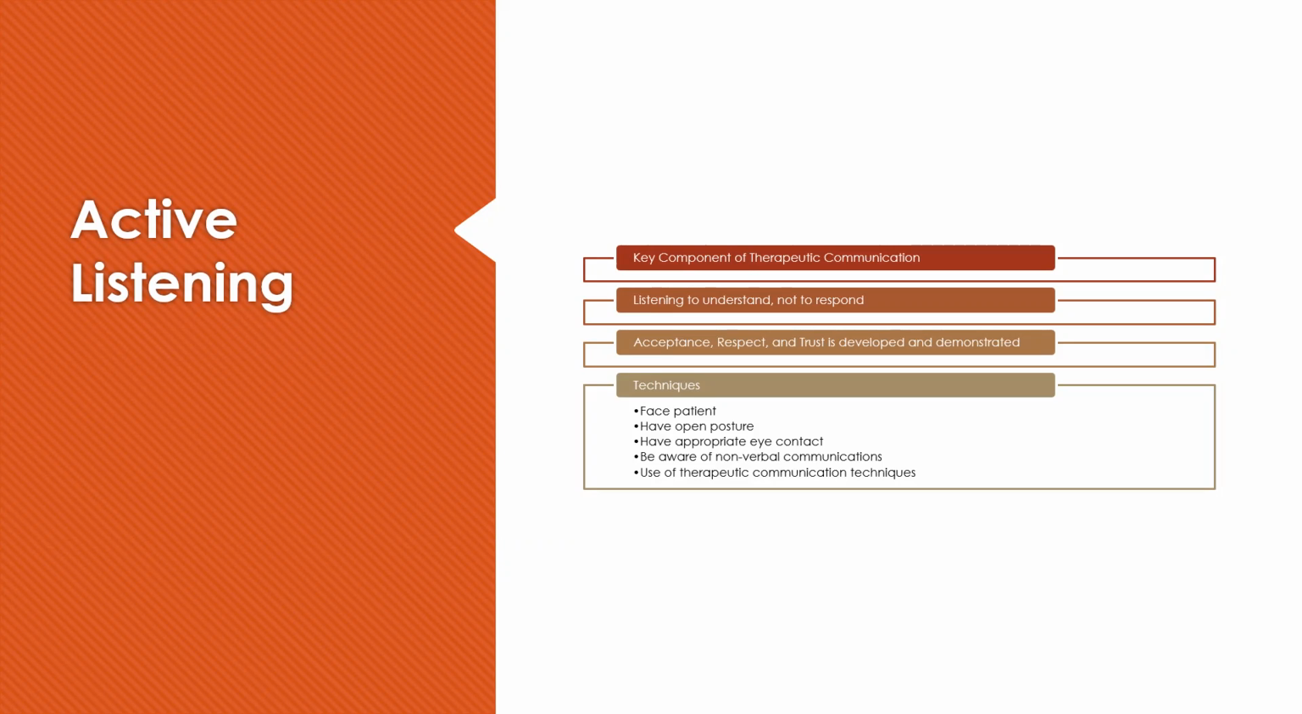Techniques to having active listening is to face the patient, have an open posture, have appropriate eye contact. So that doesn't mean maintaining full contact all the time. It doesn't mean avoiding eye contact. It means being aware of that patient's cultural views on eye contact and following that. In active listening, we are also aware of any nonverbal communications that we may be sending, as well as picking up on any that the patient may be sending. And it also uses therapeutic communication techniques, both to elicit healing, as well as to identify and address any defense mechanisms that may come up with the patient.